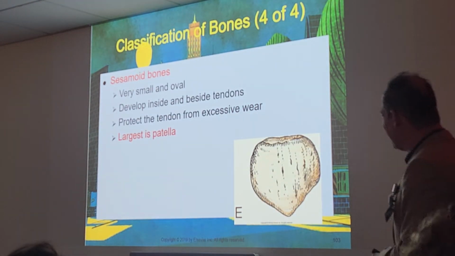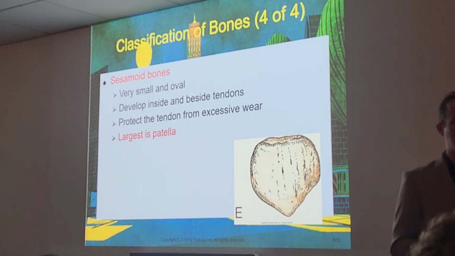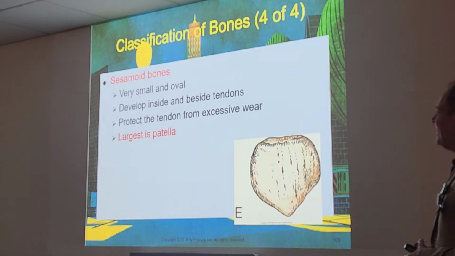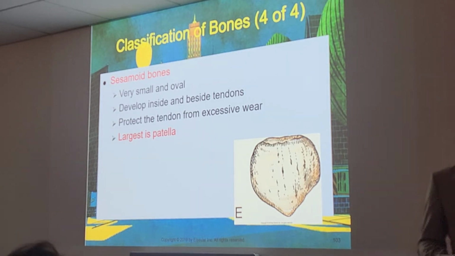But then we have the sesamoid bones. The sesamoid bones, named because they are very small and oval. I always call them the sesame seed bones because they look like little sesame seeds on the x-rays. You'll never forget it that way, by the way. They develop inside and beside tendons. They're actually attachment points for those tendons and ligaments. And they protect the tendon from excessive wear.